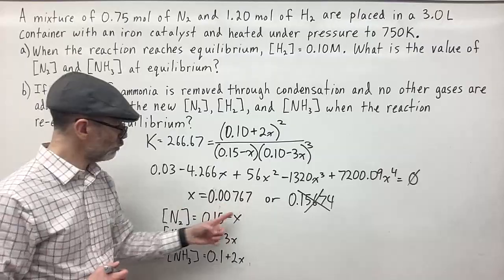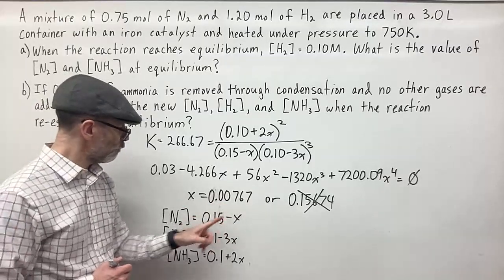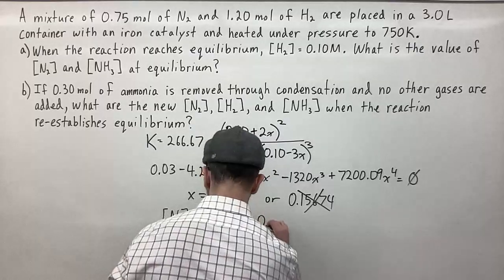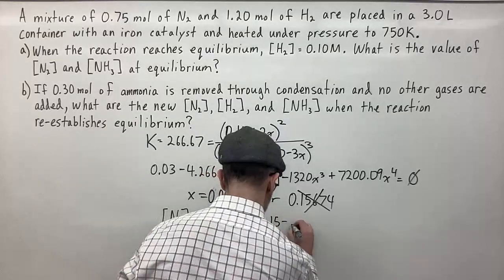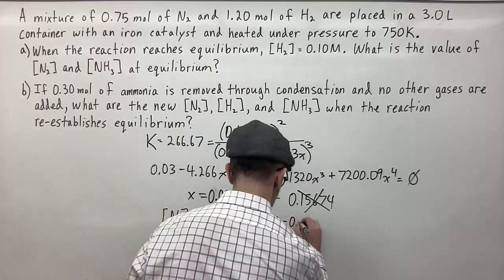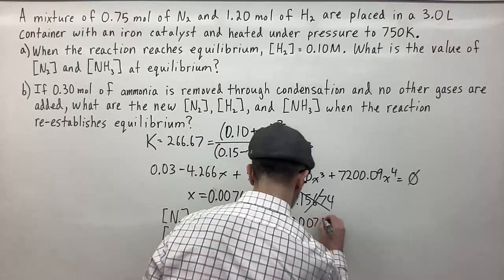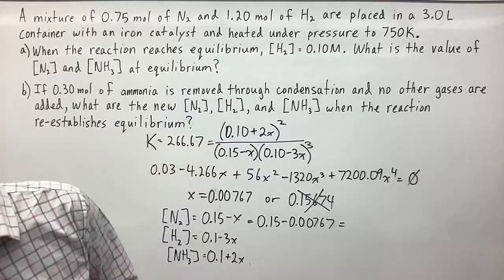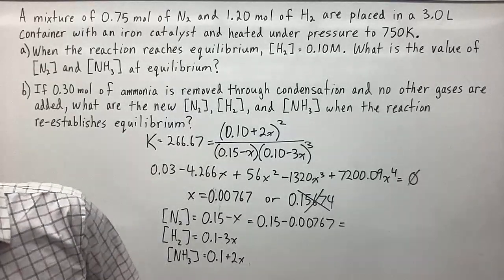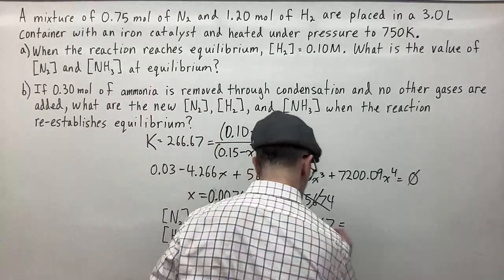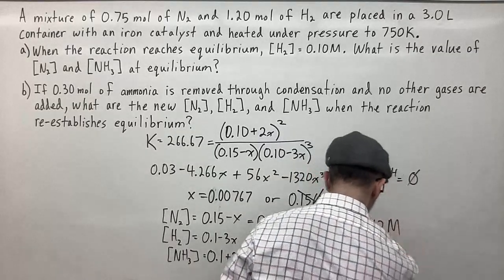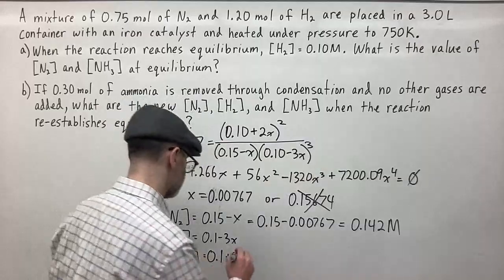So all we have to do now is subtract that from each of these. So this is going to be 0.15 minus 0.00767, and that gives us 0.142 molar, and then the same thing here.